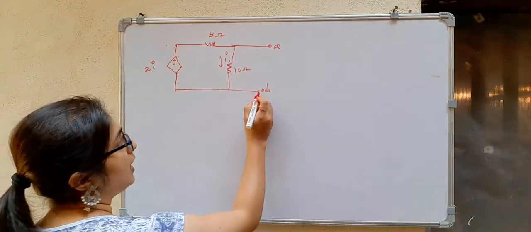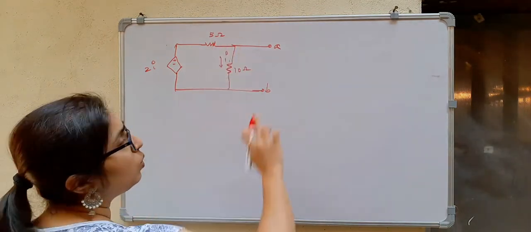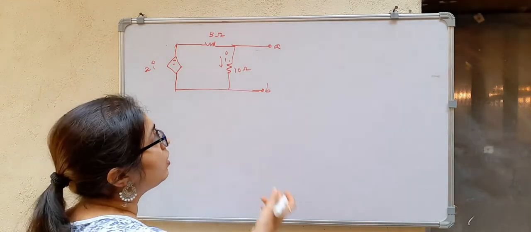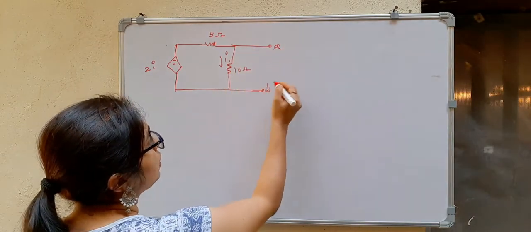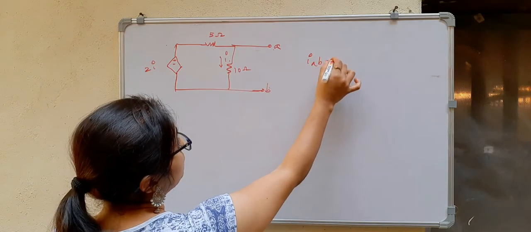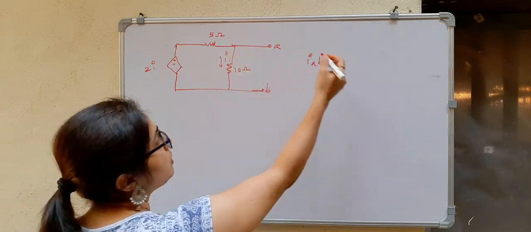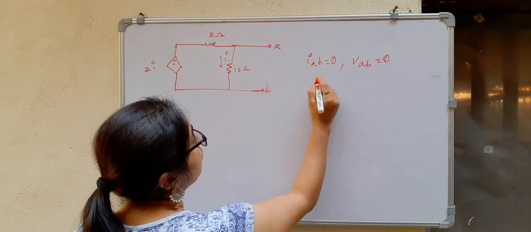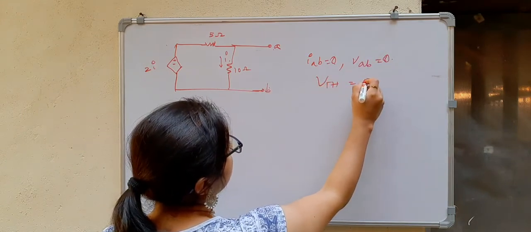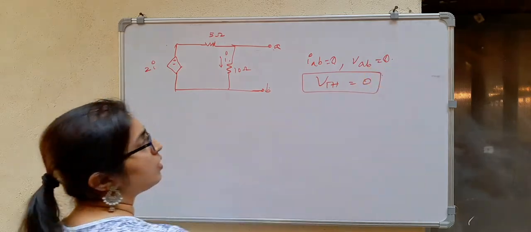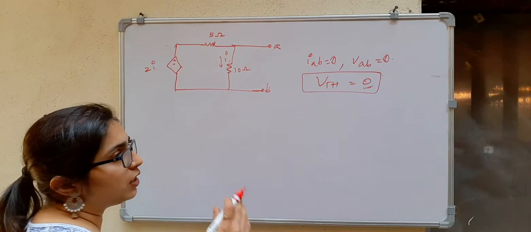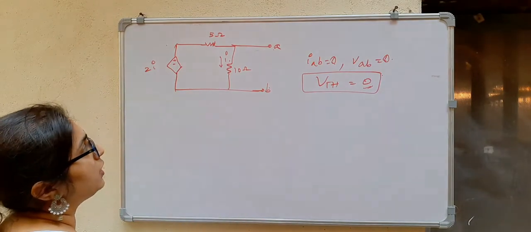Now we can say that there is no independent source, means there is no supply, right? So for that, what happens, your IAB will be equal to 0, okay? This will be 0 and also VAB will be equal to 0. That means your VTH will be equal to 0 in this case. VTH is equal to 0 means there will be a direct connection. That's nothing but a short circuit will be there.